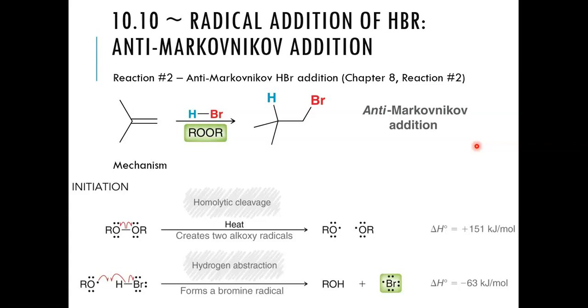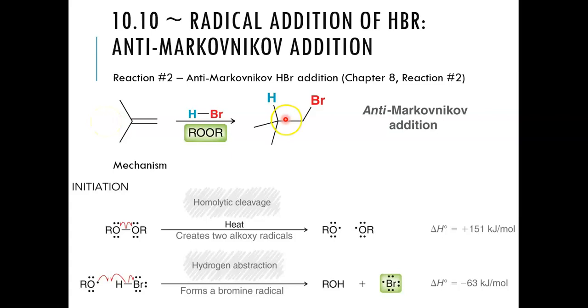So I am going from section 7 to section 10. We are skipping 8 and 9. And this takes us to our last reaction in this chapter, so reaction number 2. And it is a reaction we've seen before. This is the anti-Markovnikov addition of HBr to an alkene. This was reaction number 2 in chapter 8. So we've seen this reaction before.